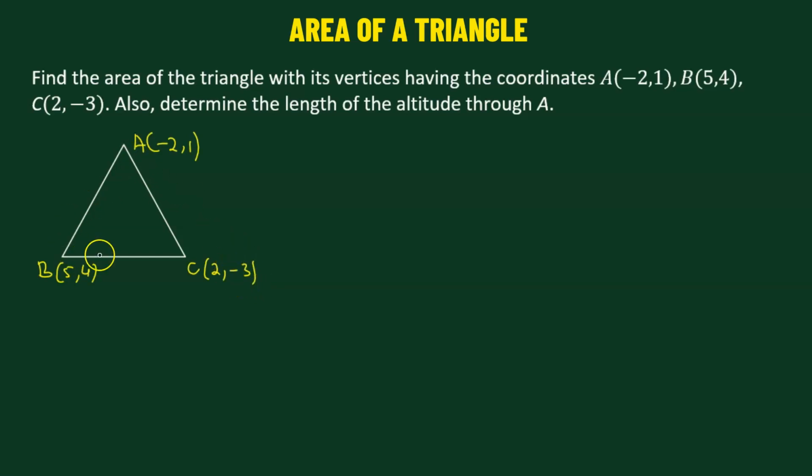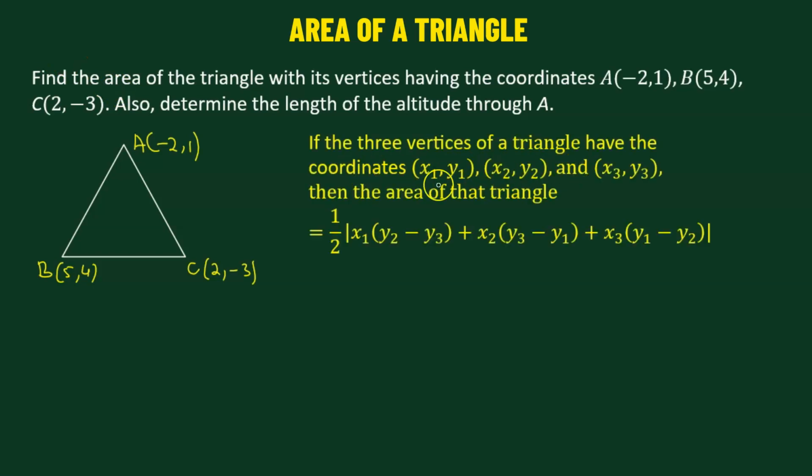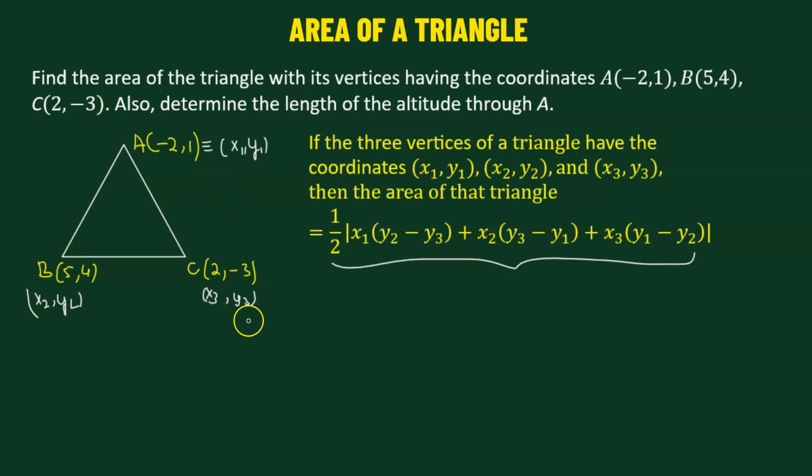First, we'll try to find the area of this particular triangle. Since we are provided with the coordinates, we can easily find its area. If the three vertices of a triangle have the coordinates x1, y1, x2, y2 and x3, y3, then the area of the triangle is given by this particular expression. So let us begin. We'll assume that A corresponds to x1, y1, B corresponds to x2, y2, and C corresponds to x3, y3. However, the choice of the coordinates is totally up to you. It's independent of choice here. Now let's find the area.